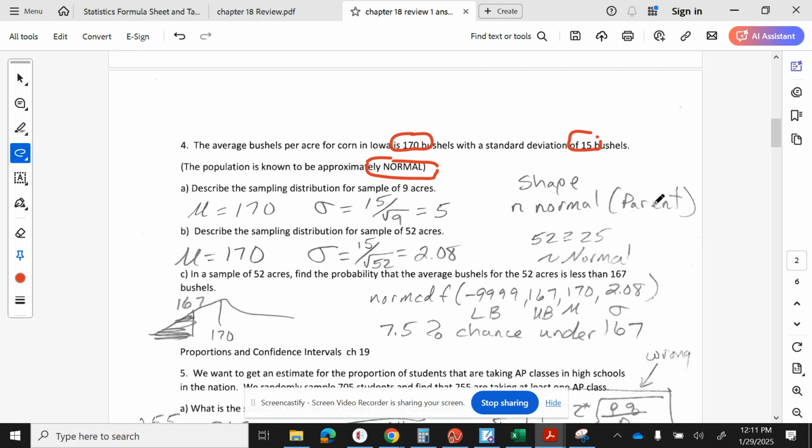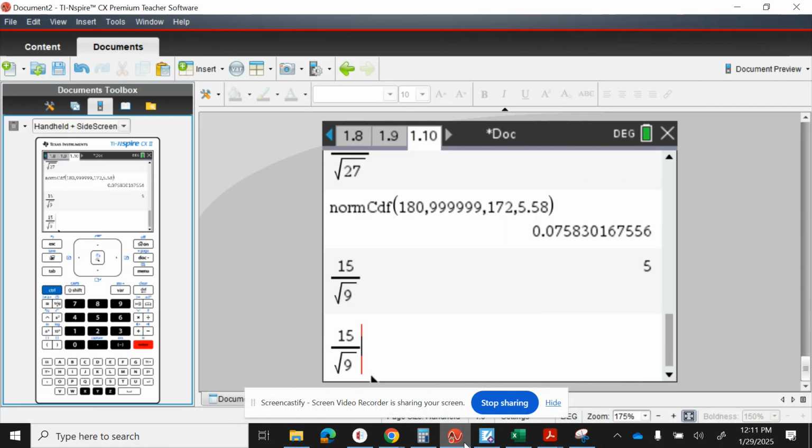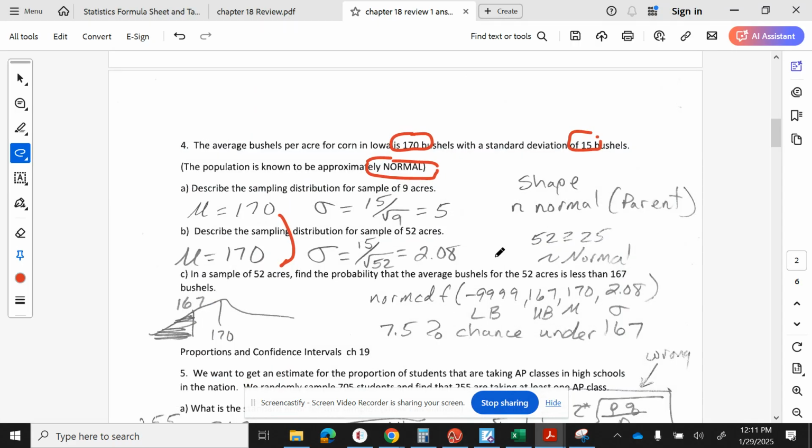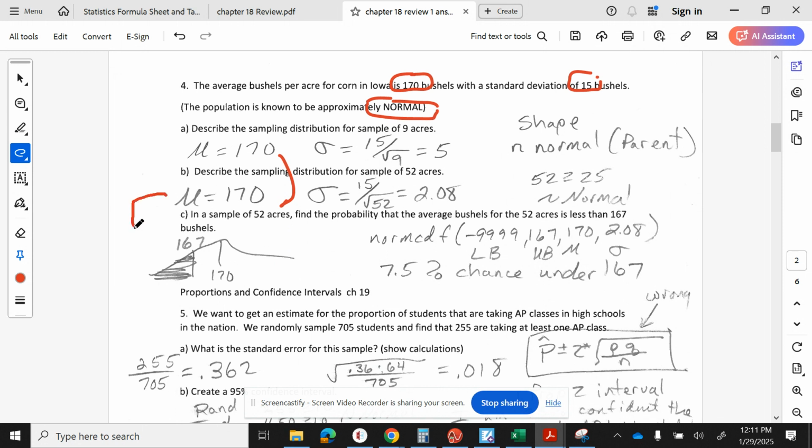Okay, but B, we get a bigger sample size. We sample 52 acres. Well, the mean is still 170. The mean is always the same. The standard deviation is going to shrink a little bit. Okay, we got a sample of 52 this time, so it shrinks to 2.08. 52 is bigger than 25, it's nearly normal. You could also say because the parent's normal, it's normal. But now we take this information from B, we apply it to C.